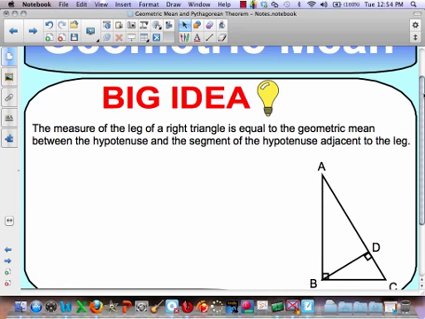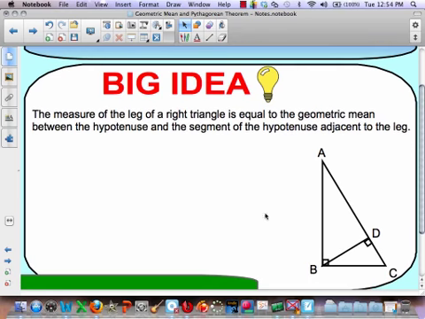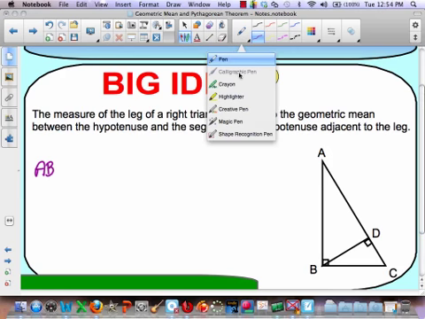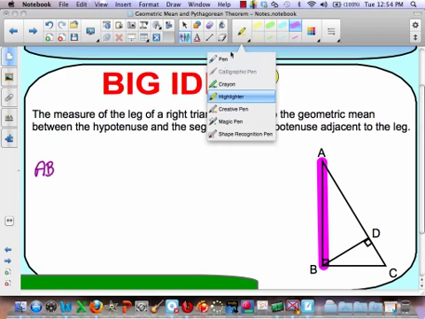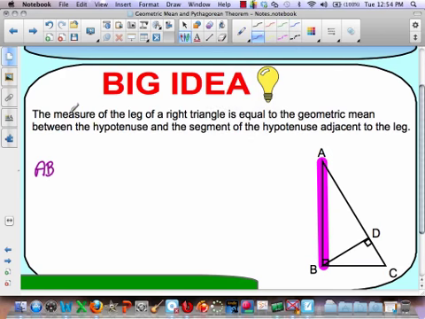So someone give me one of my two legs of this right triangle. So AB. All right, we're going to go with AB. AB, I'm going to highlight that. AB is my leg. Right there's my leg. Okay, so AB, so the measure of the leg is equal to, so is equal to means equal to the geometric mean. So once again, I'm taking the product, square root of a product.